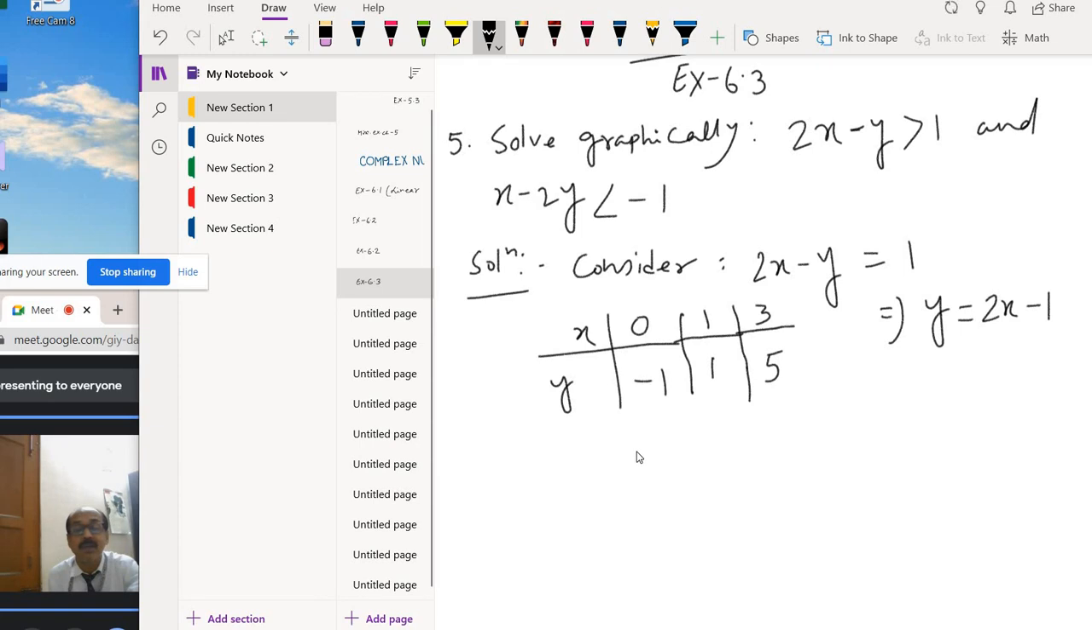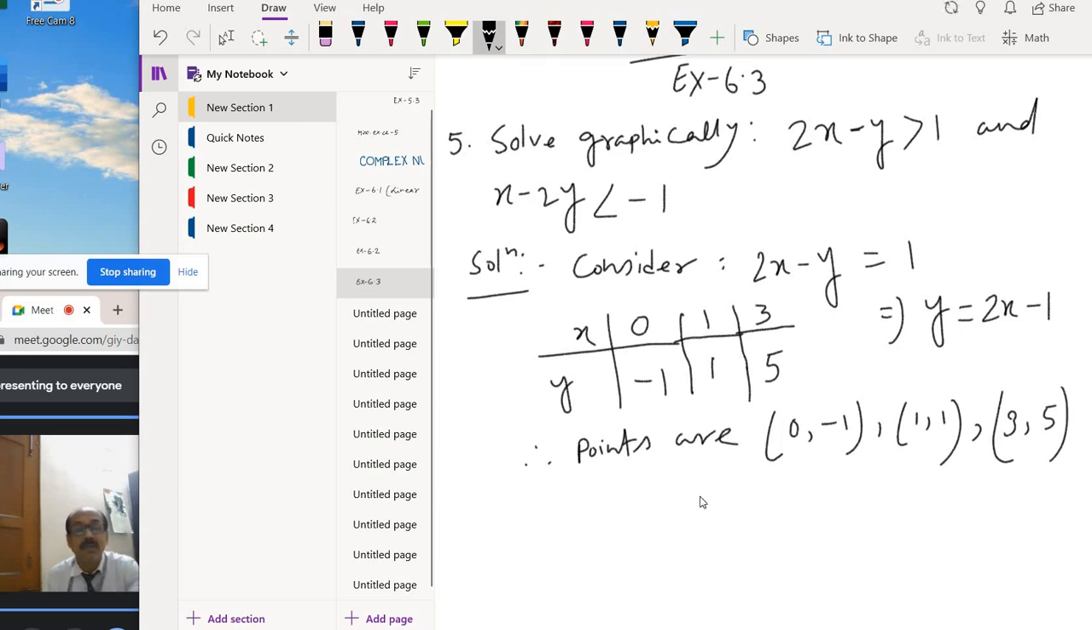So the 3 points are 0, minus 1; 1, 1; and 3, 5. Therefore, the points are 0, minus 1, 1, 1 and 3, 5. These 3 points.